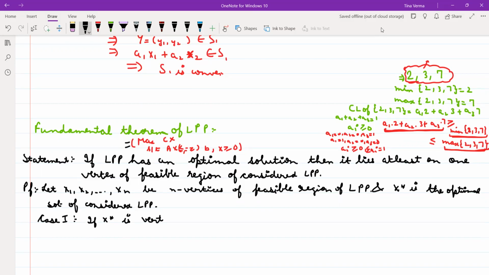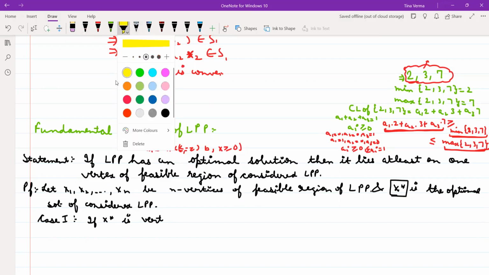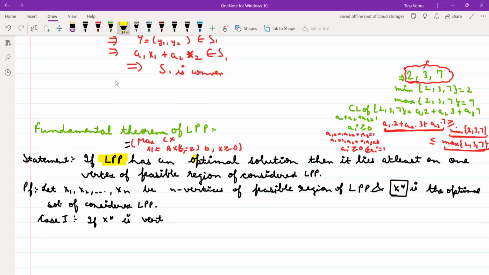Now what you have to prove basically is that your LPP has an optimal solution and it lies on a vertex. That means you have to prove that x star is a vertex. So case one is the simplest: x star is a vertex, then we have nothing to prove. Then it is given, we have taken that my x star is a vertex and my solution exists at the vertex, right?